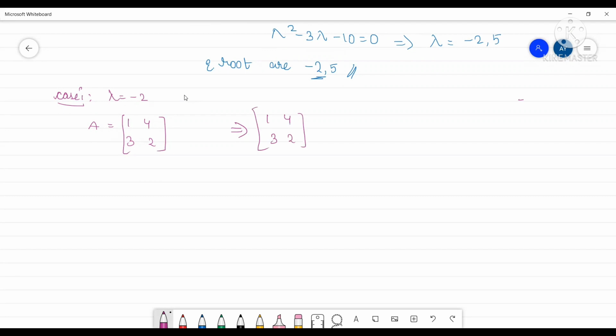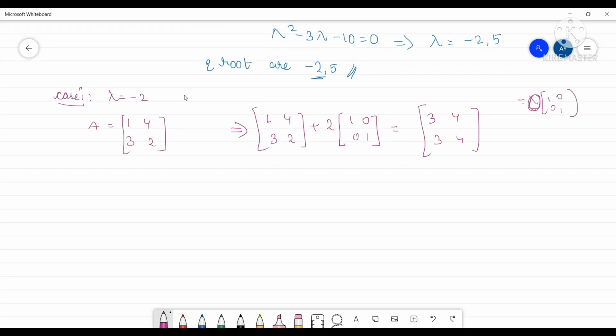If you put minus 2 in place of lambda, you'll get 1, 4, 3, 2 minus lambda of 1, 0, 0, 1. You have to put minus 2 in place of this. So minus into minus becomes plus 2. So plus 2 into 1, 0, 0, 1. So what is it that you'll get? 1 plus 2 is 3, 4, 3, 4. You'll get 3, 4, 3, 4.